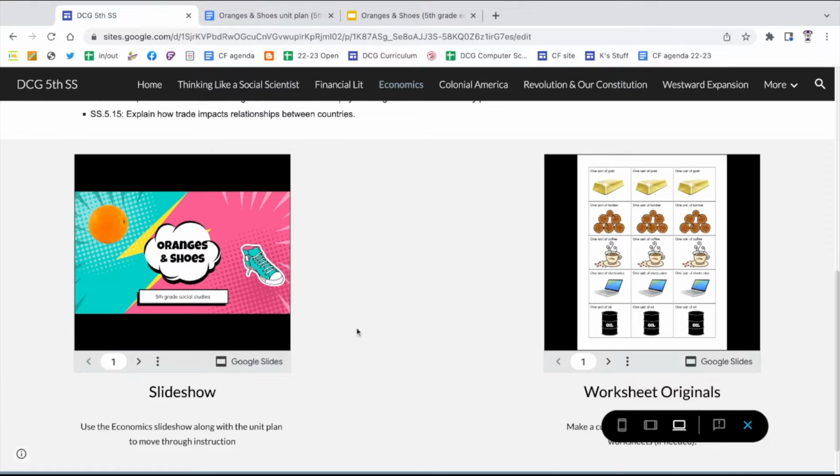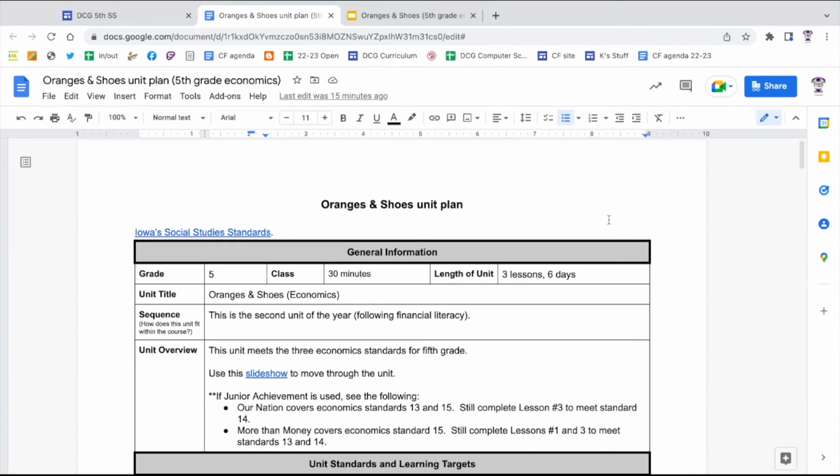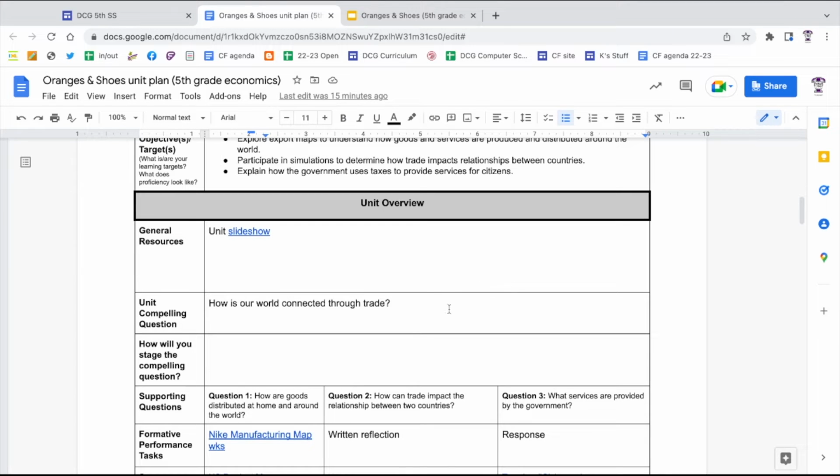As you can see on this page, there is a slideshow that goes along, and there are some worksheets that are available for this particular unit. Let's look through the unit plan to see how the unit is structured. The compelling question for this unit is, how is our world connected through trade? There is not a specific way to stage the compelling question. I would recommend having it posted in your classroom or even asking students to scribble down their thoughts to this question before you begin the unit officially.